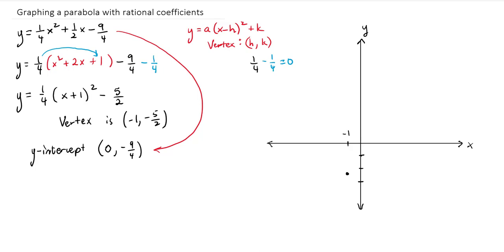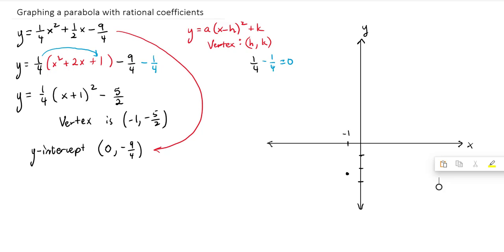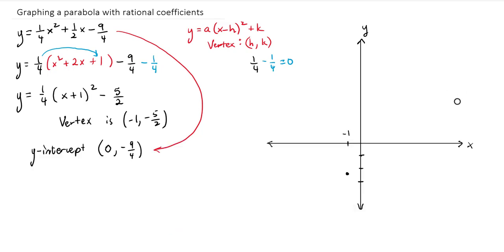Now we have a y-intercept. It's 0 and then -2 1/4. Oh, I'm actually in text mode all of a sudden. That was an accident. So the y-intercept's right here.